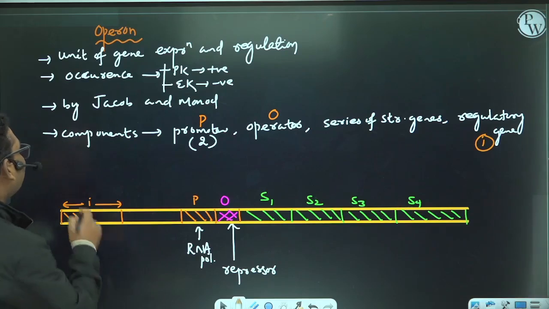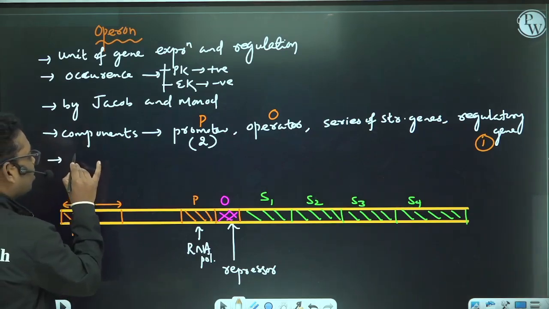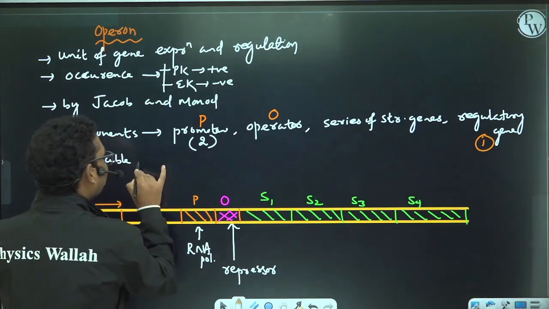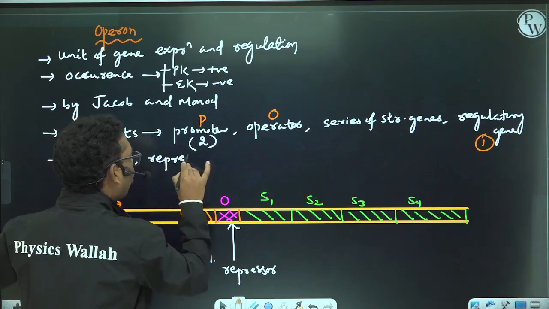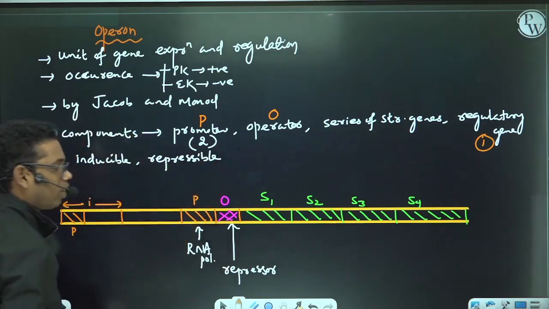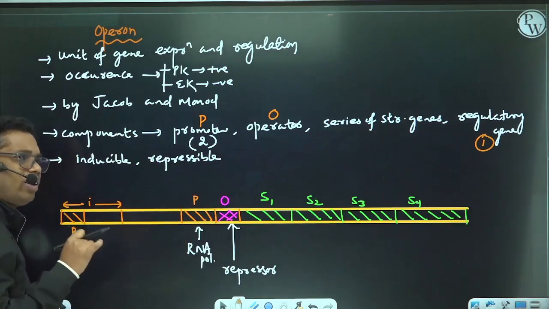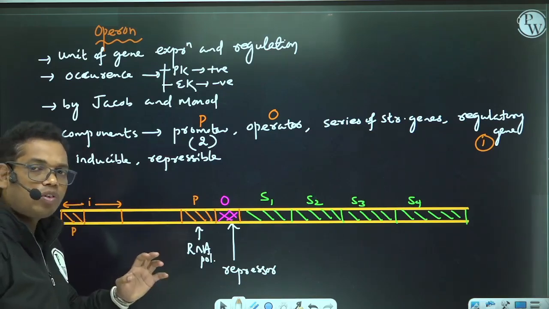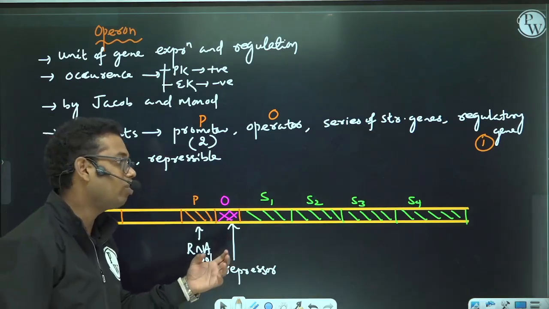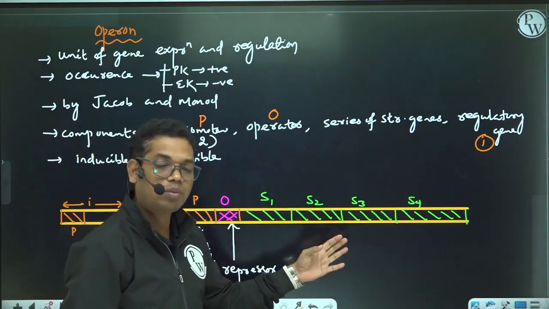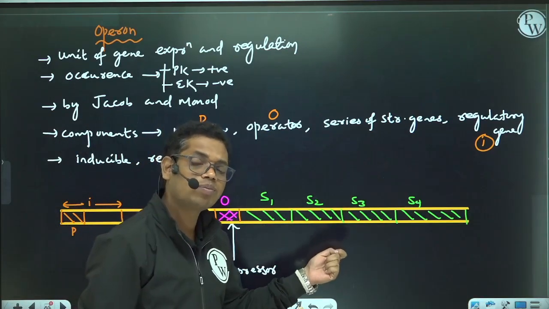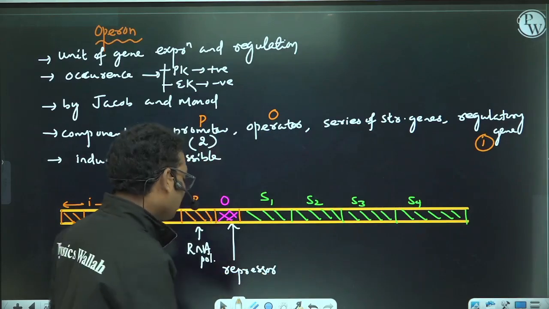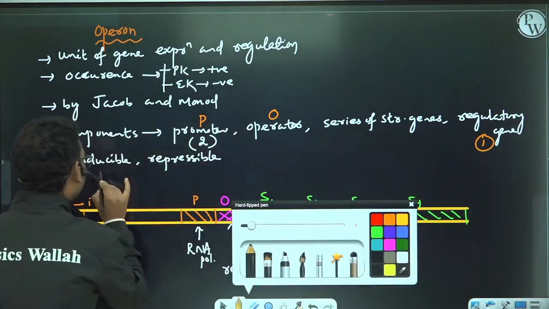And this operon is of two types. One is inducible operon, and second is repressible operon. The operon which is normally switched off and in the presence of specific chemicals called inducer gets induced or switched on, they are called inducible. Operon which is normally switched off, that means in which the structural genes are normally not transcribed, but in the presence of chemicals like inducer, they start undergoing transcription, that is called an inducible operon. And the example is lac operon.